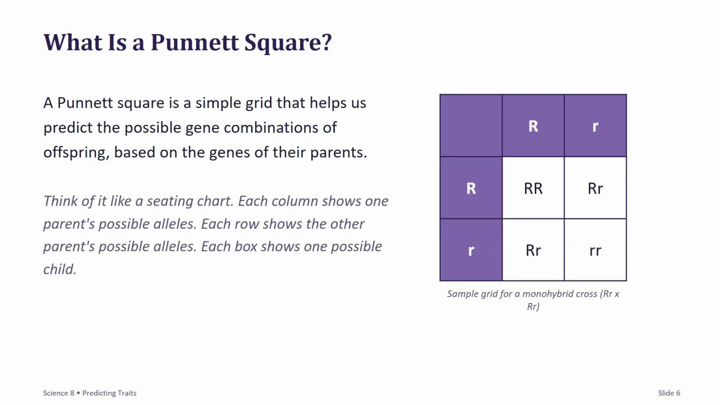Now we get to the main tool of today's lesson, the Punnett square. A Punnett square is a simple grid that helps us predict the possible gene combinations of offspring, based on the genes of their parents. Think of it like a seating chart. Each column shows one parent's possible alleles. Each row shows the other parent's possible alleles. And each box inside the grid shows one possible child. On the screen, you can see a sample grid for a monohybrid cross, RR crossed with RR. Across the top, we have the alleles R and R from one parent. Down the side, we have the alleles R and R from the other parent. And inside, the boxes show the possible combinations, RR, RR, RR, and RR.